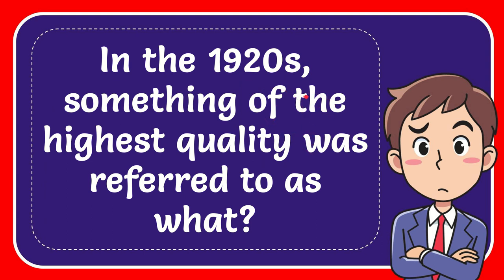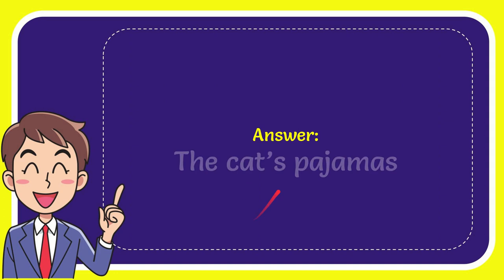In this video, I'm going to give you the answer for this question. The question is, in the 1920s, something of the highest quality was referred to as what? Well, I'll give you the answer for this question. The answer for the question is the cat's pajamas. What is the answer for the question?